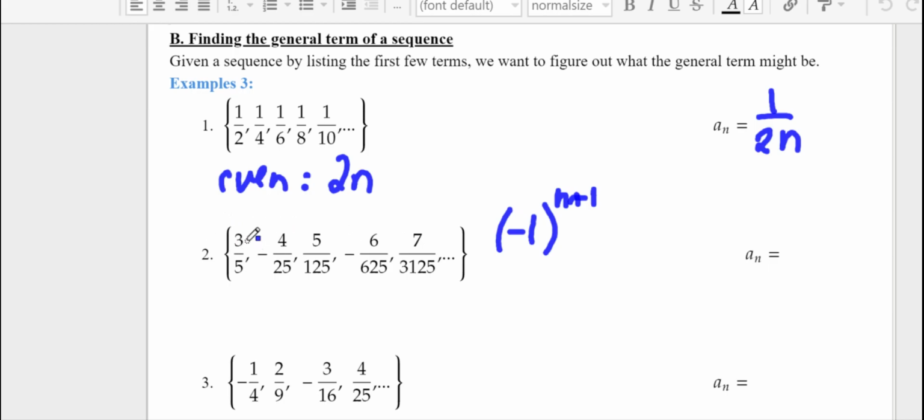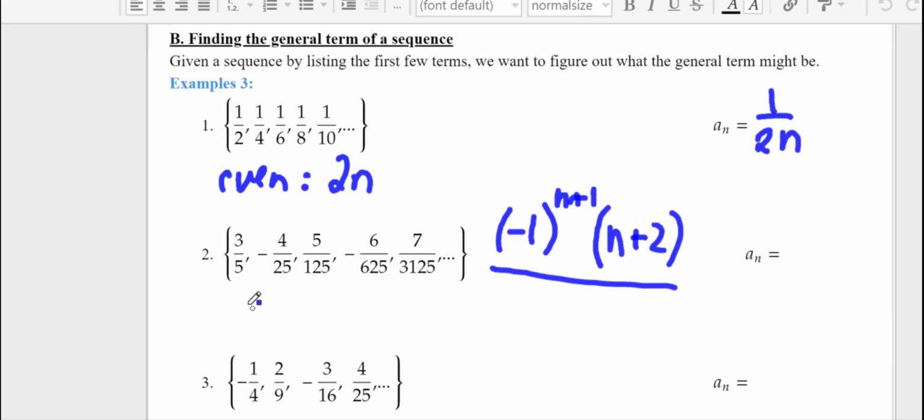Now, if we look at the numerator, 3, 4, 5, 6, 7, they're increasing by 1, but they start at 3. So I think what we need to have is n plus 2. Because then when n equals 1, you get 3. When n equals 2, 4, and so on.